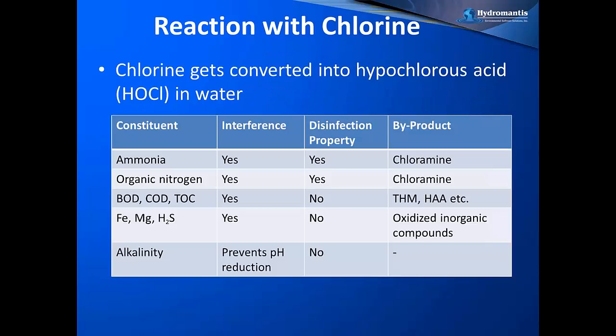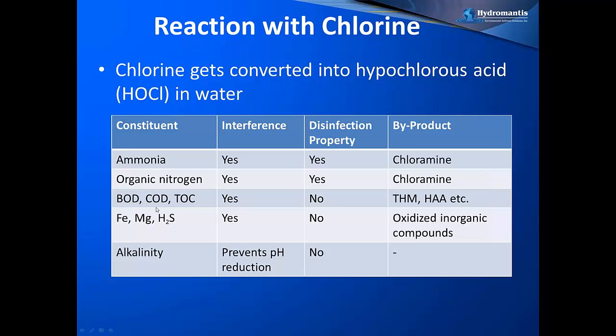So first of all, looking at the chlorine reactions in wastewater, as you can imagine, there are several compounds in wastewater which can react with chlorine, and the most important of them are ammonia and organic nitrogen. These two compounds can react with chlorine and form chloramine.